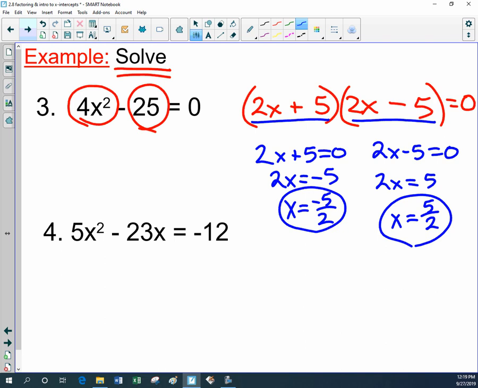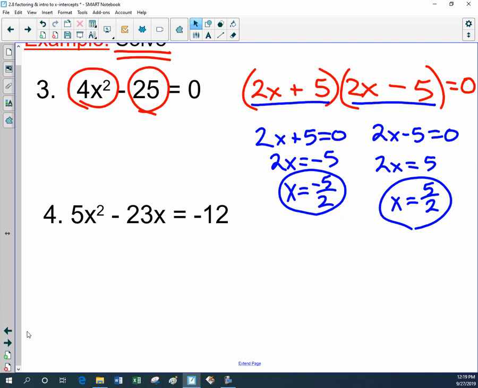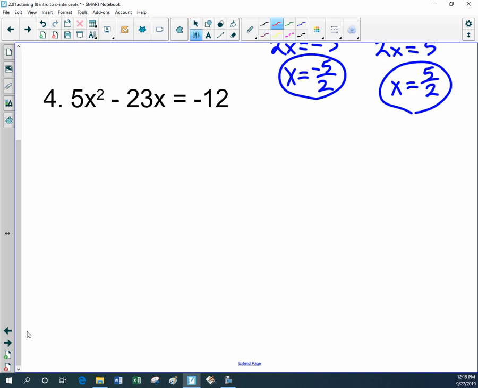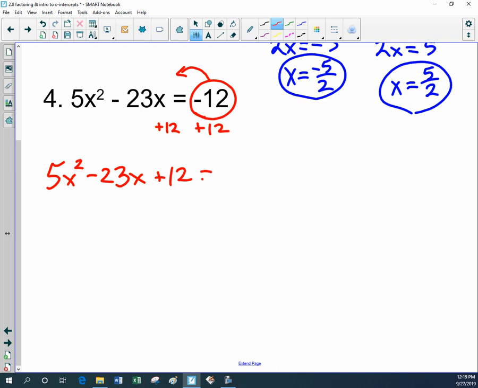Okay, problem number 4. Before we can factor, everything has to be on the same side of the equal sign. So before I get started, I want to move this negative 12 to the other side. And to move it to the other side, how would I do that? Add 12. So I'm going to do the opposite. So negative 12, so I'm going to add 12. And so now on the left side, I would have 5x squared minus 23x plus 12 equals 0.